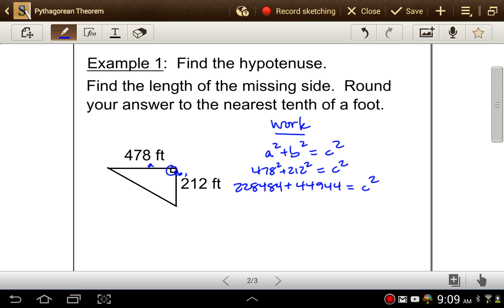Now the last step: because I don't know what C squared is, I want to know what the length of side C is, so I take the square root of each side. The square root of C squared is C. Then I do the square root of that very large answer, which I want to round to the nearest 10th, and I get 522.9. So my answer is 522.9 feet, rounded to the nearest 10th. That would be my approximate distance of C right there, 522.9 feet.